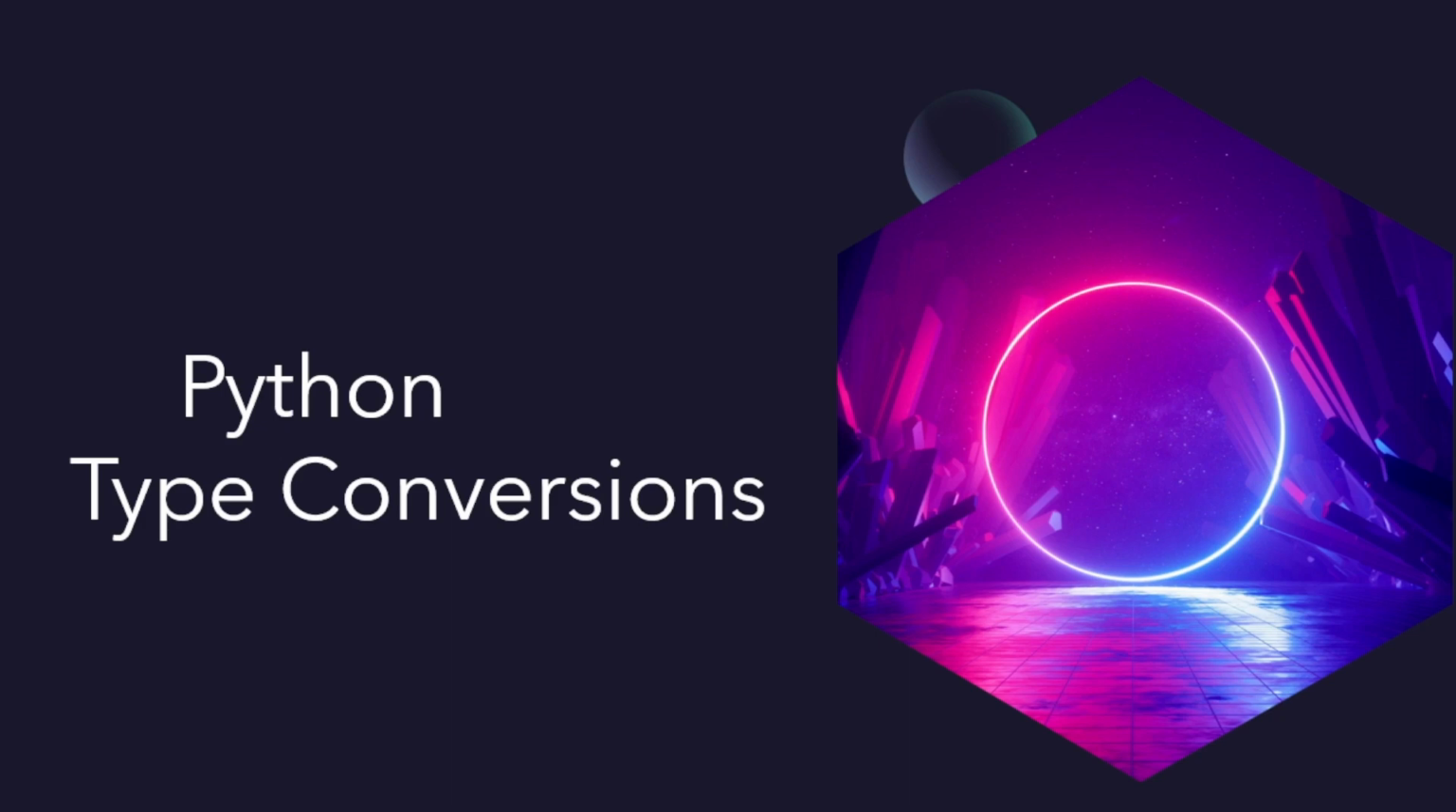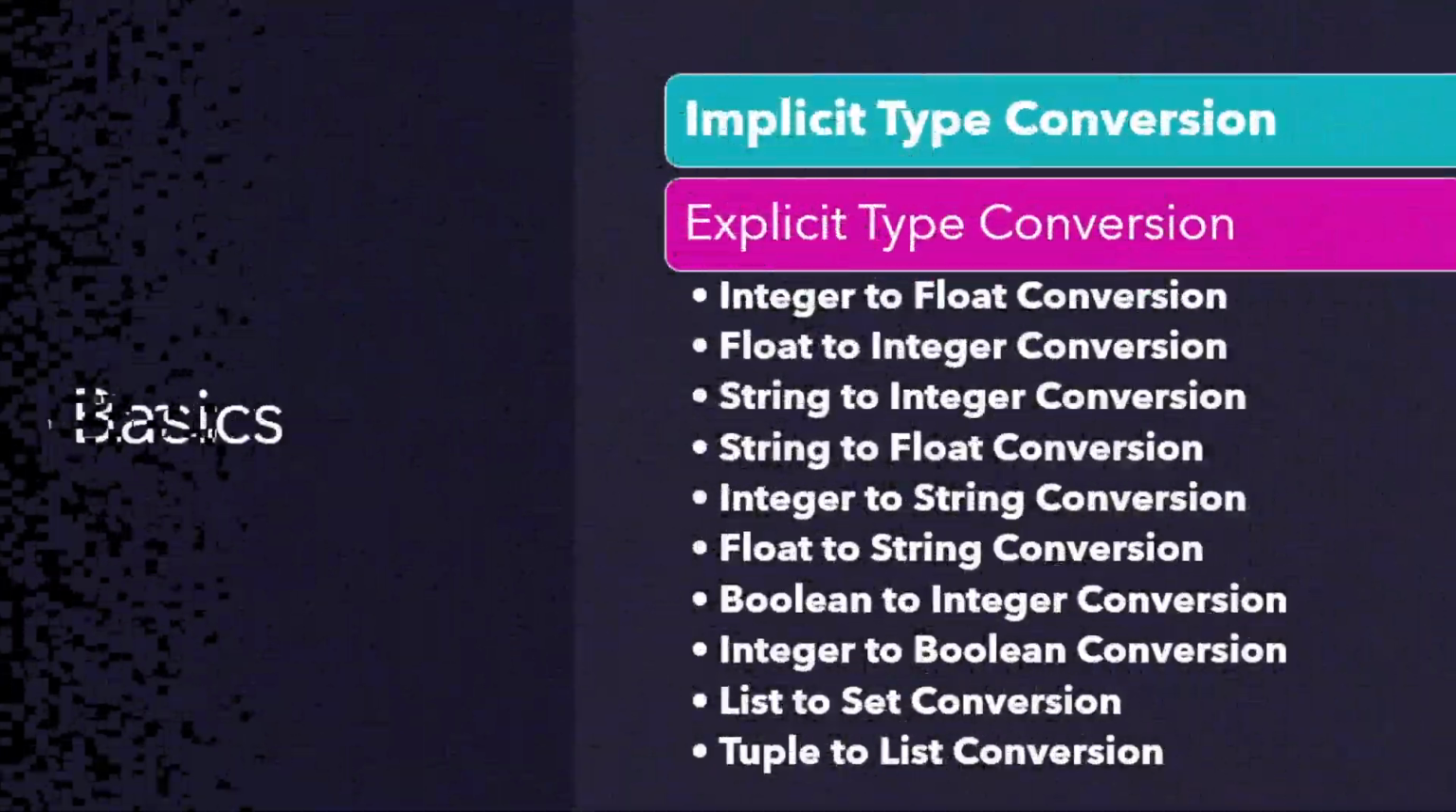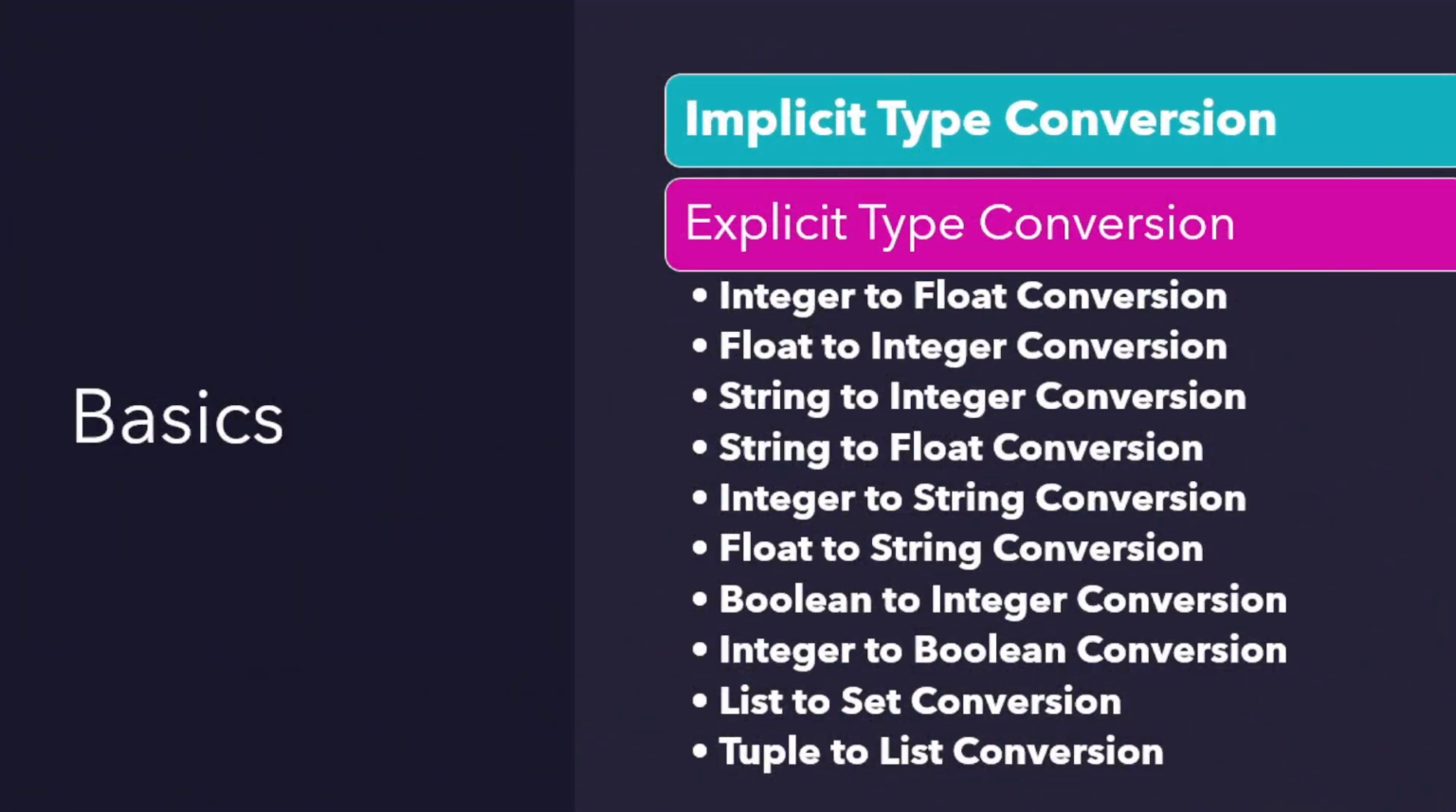In this video we are going to discuss Python type conversions and the different types of conversions available in Python. There are basically two types: implicit type conversion and explicit type conversion. Implicit type conversion means Python automatically converts one data type to another when needed, but explicit type conversion means that the programmer explicitly converts the data type using built-in functions in Python. We'll look at each of them in the following video.